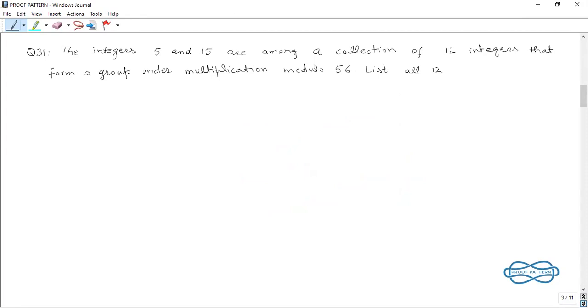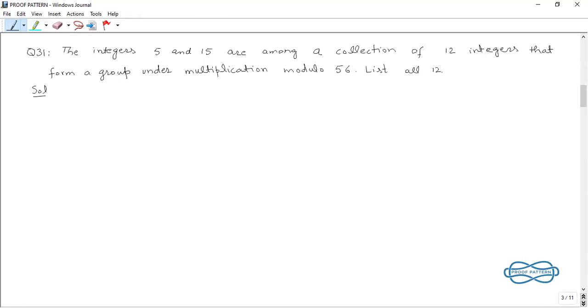The question 31 is: the integers 5 and 15 are among the collection of 12 integers that form a group under multiplication modulo 56. List all 12. So first thing which we know from the statement is total 12 elements are there in the group. So we have to find the remaining 10 because two elements are given, 5 and 15. We know that in a group whenever we multiply two elements, again we will get an element of the group.